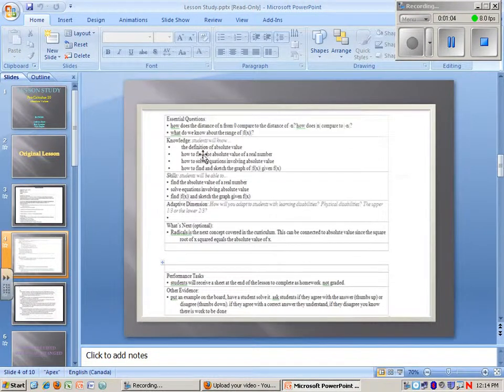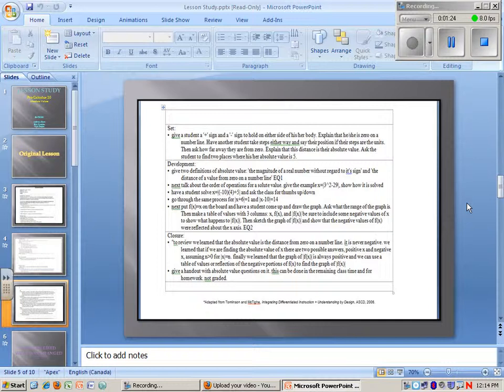Okay, my essential questions that I had were: how does the distance of n from 0 compare to the distance of negative n? How does the absolute value of n compare to the absolute value of negative n? And what do we know about the range of the absolute value of a function? Alright, so the lesson itself.